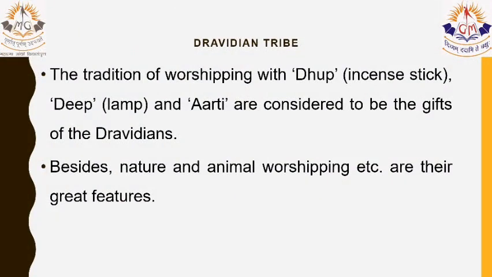Now when they were worshipping the nature, different elements of nature, when they were worshipping mother or father, or later on when they started worshipping Shiva and Parvati as god and goddess, they needed a method for the worshipping. So the tradition of worshipping with dhoop, that is incense stick, deep, that is the lamp, and arti are considered to be the gifts of the Dravidians.